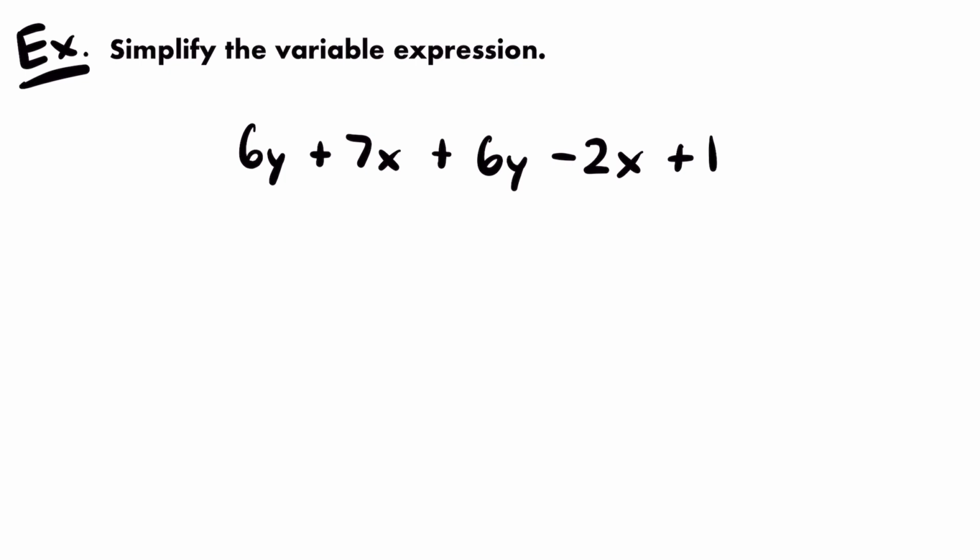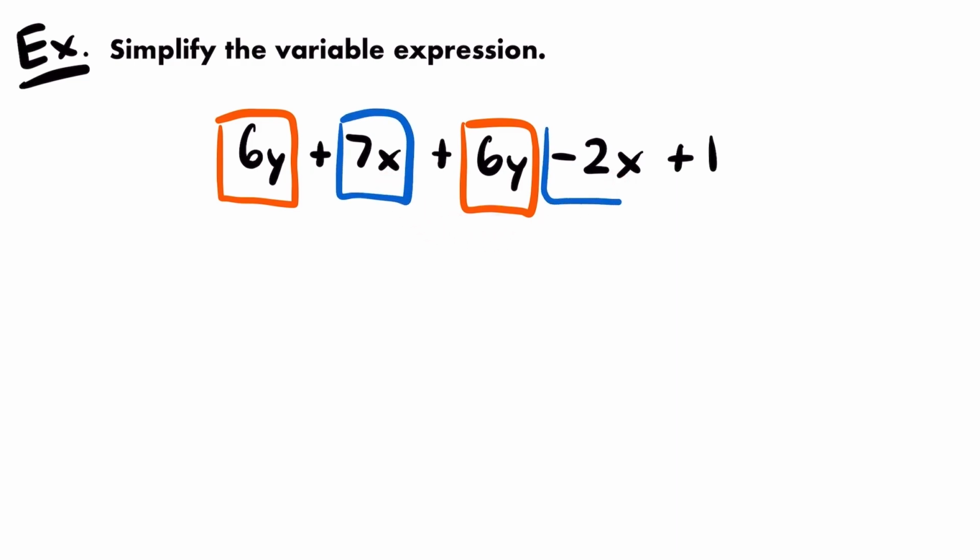And so in this case, I see that we have two terms that involve y. Those would be like terms. We have 6y and 6y. And then I also see that we have two terms that involve x, right? We have 7x and negative 2x. So if we want to simplify the variable expression, we want to combine those pairs of like terms.